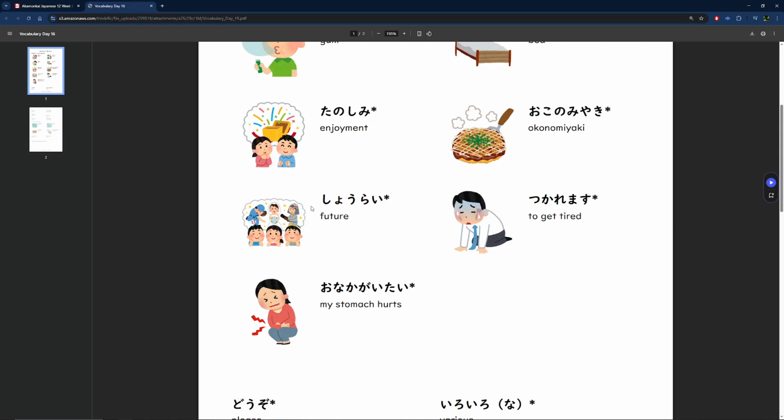Future. Shorai. And shorai is like upcoming future. Okay, I was gonna say because like, I know mirai is a thing, right? Yeah, that's more distant future. Okay, near future.